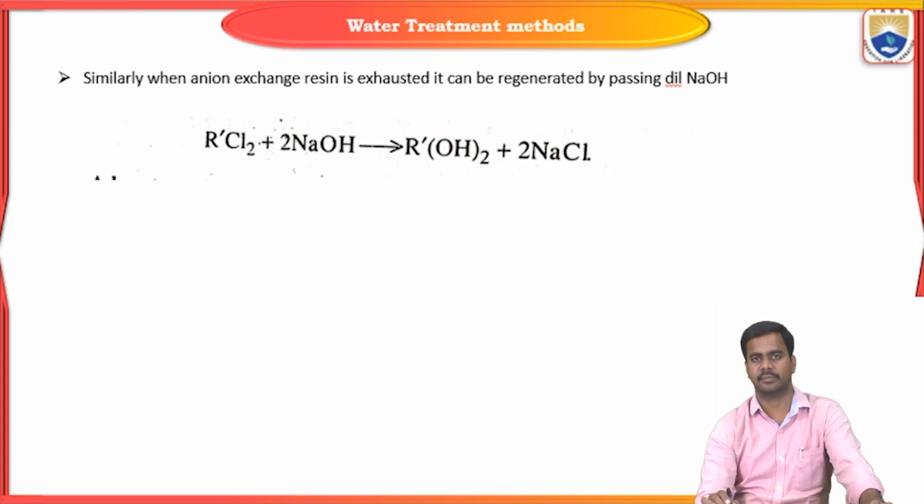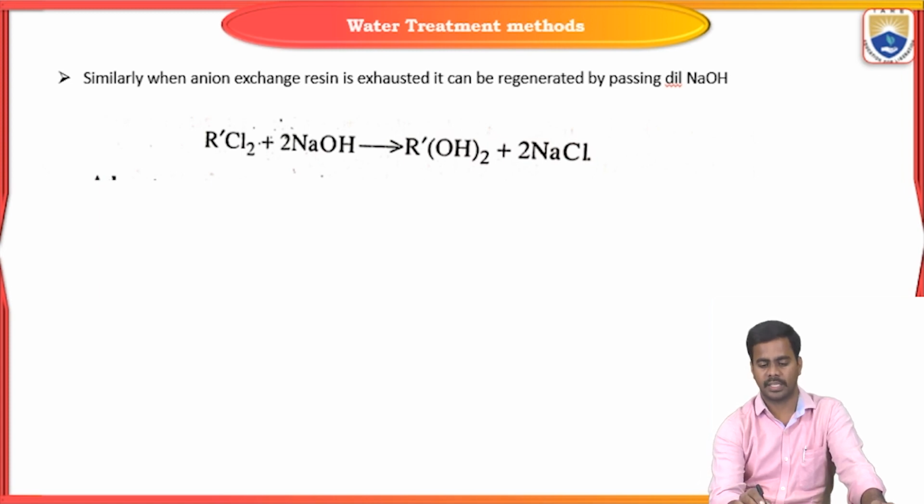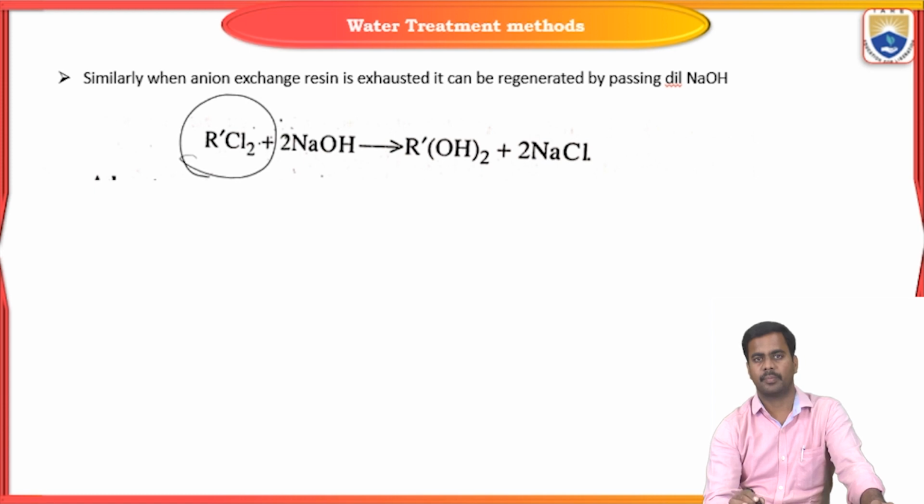The basic resin is an anionic resin which contains only the anions of the hardness producing salt. So it is exhausted and has to be regenerated. How will it be regenerated? By passing NaOH from tank B.